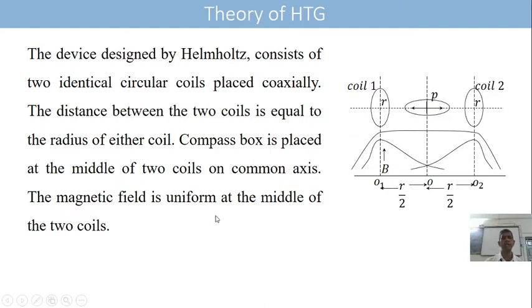The magnetic field is uniform at the middle of the two coils. So here, the magnetic field we have already studied, the magnetic field due to a circular coil carrying current. The magnetic field is maximum at the center and it decreases on either side. So when you move from this side, it decreases. Again, on this side it decreases. So when we move from one coil to another coil, the magnetic field due to this coil decreases and the magnetic field due to the other coil increases. Therefore, the magnetic field remains uniform in the middle of the two coils.